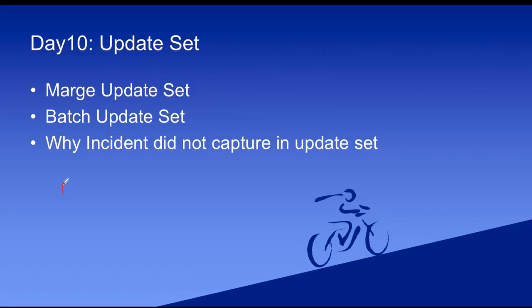So let's assume that the developer D1 created an update set called L1, a local update set L1, and one developer called D2 created another update set called L2. Okay, so these two update sets are there. Now in the D1 update set, let's assume that 10 objects are there, and in the D2 update set, let's assume that 20 objects are there.